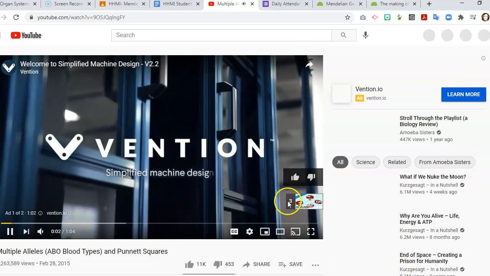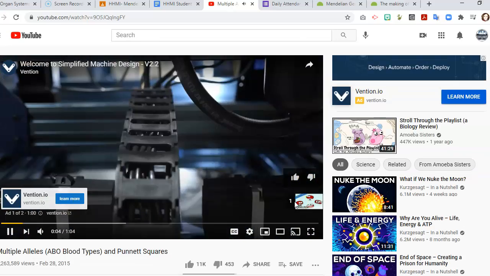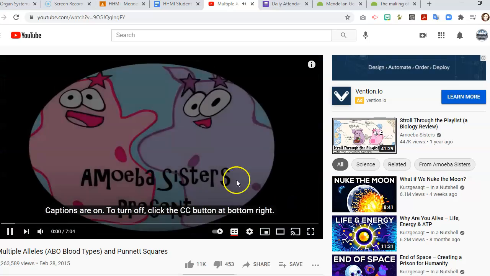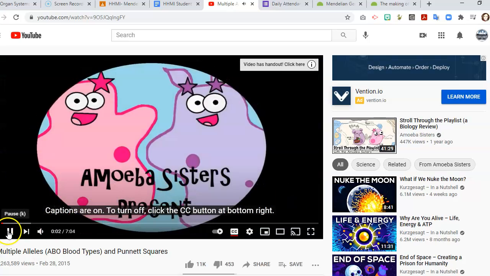And no, we don't need this ad. So give me a sec. Build custom industrial machine. All right. And so the captions will be on.